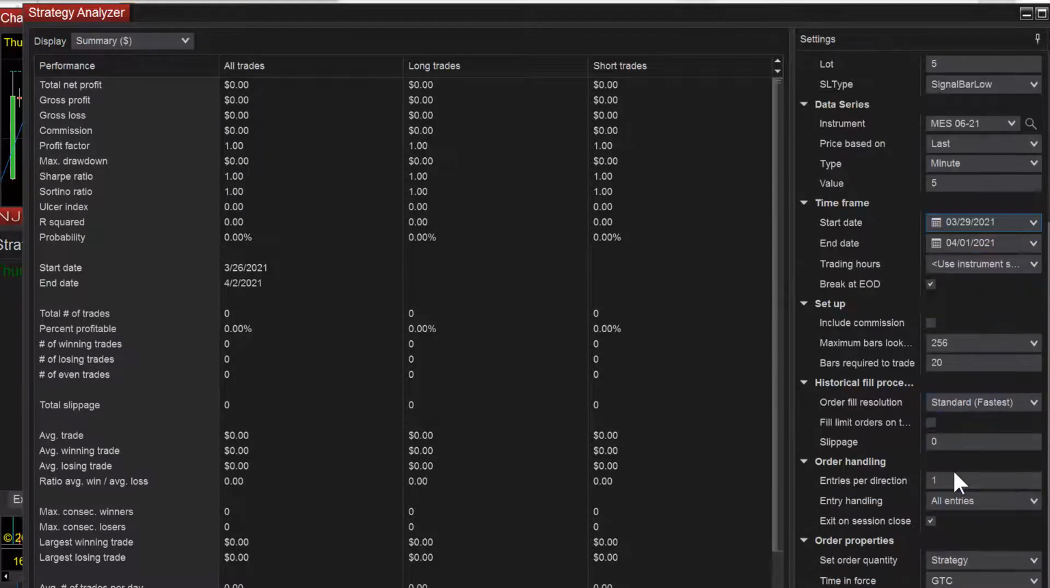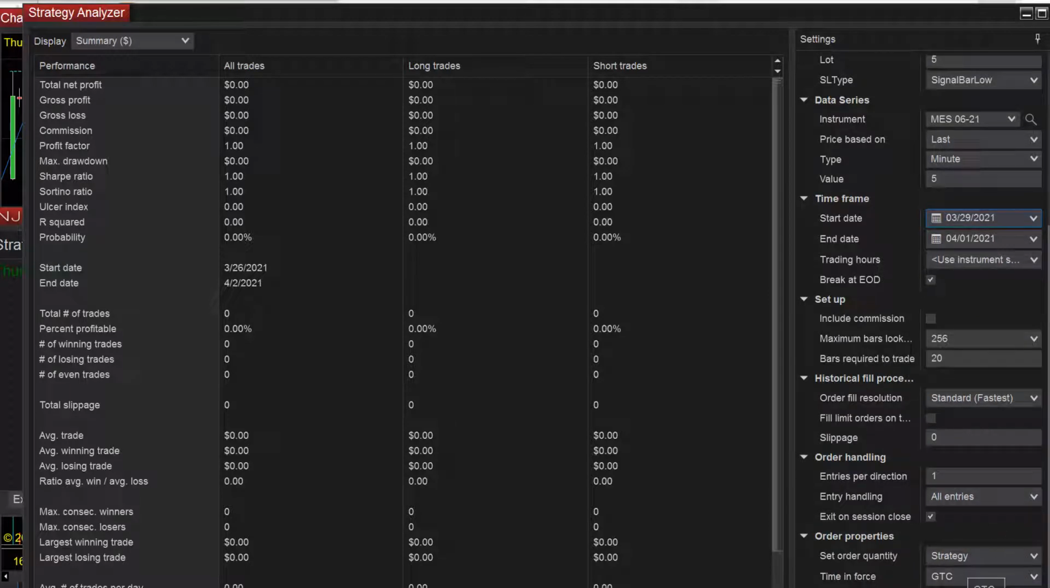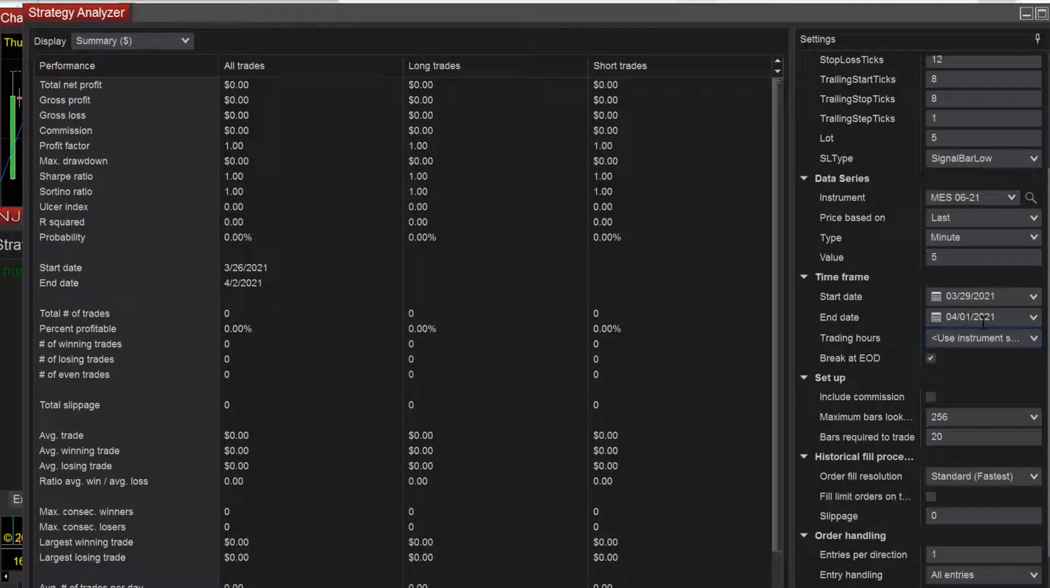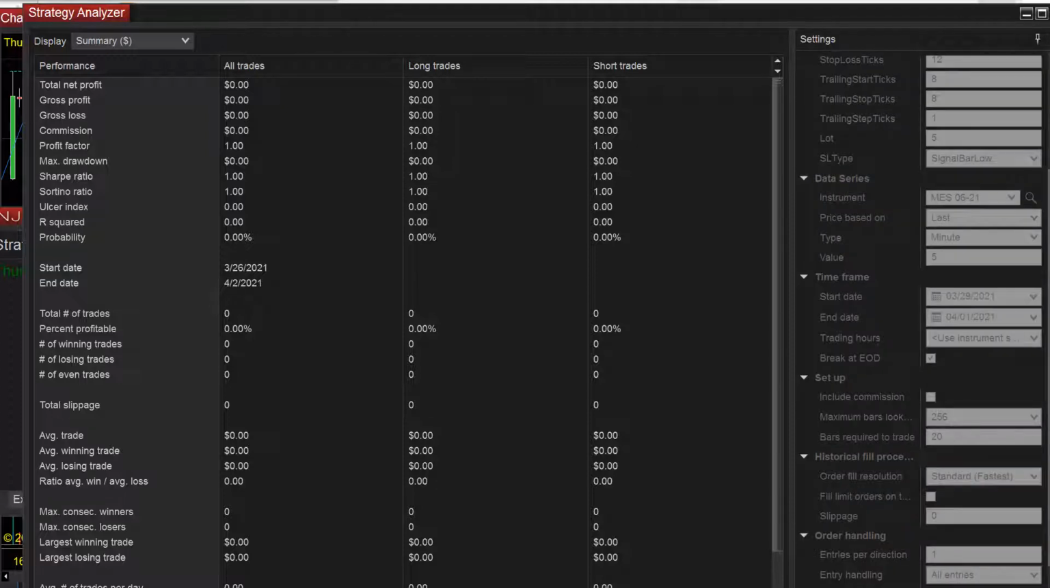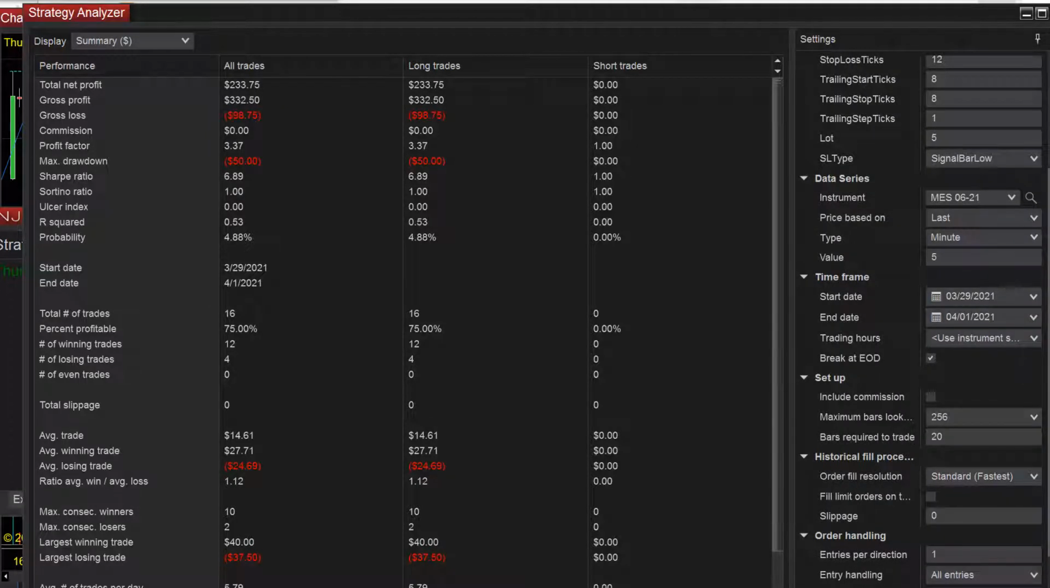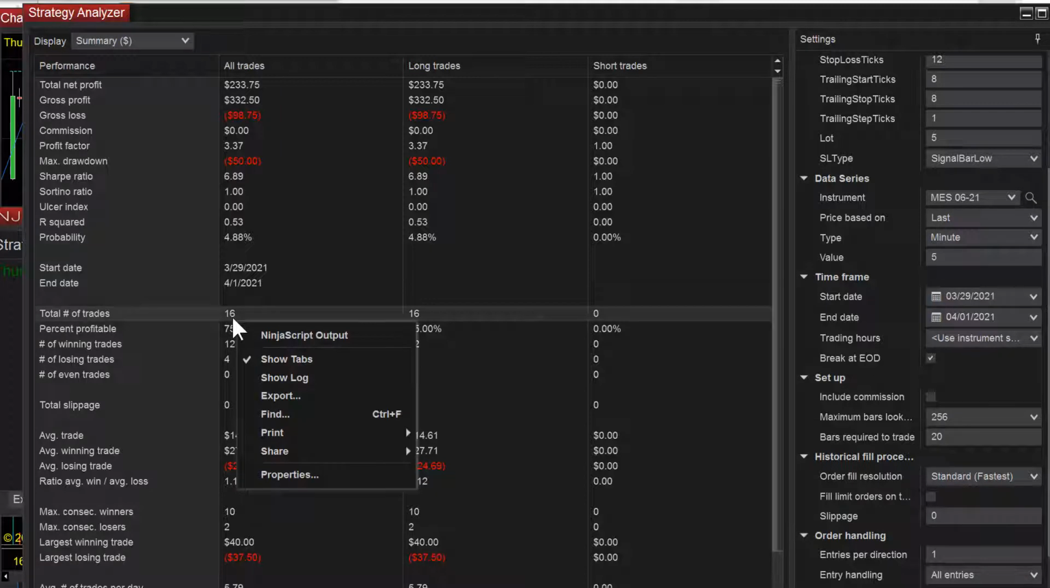So then we're going to run this, make sure everything's right. Let's see what it gives us. All right, so 16 trades in the week. 16 divergences were identified, with 75% winners, which means there were 12 winning and 4 losing trades. Overall, it was a profitable week.